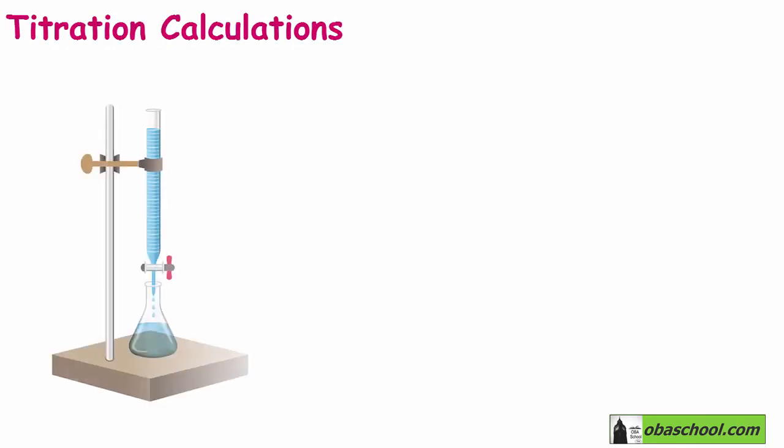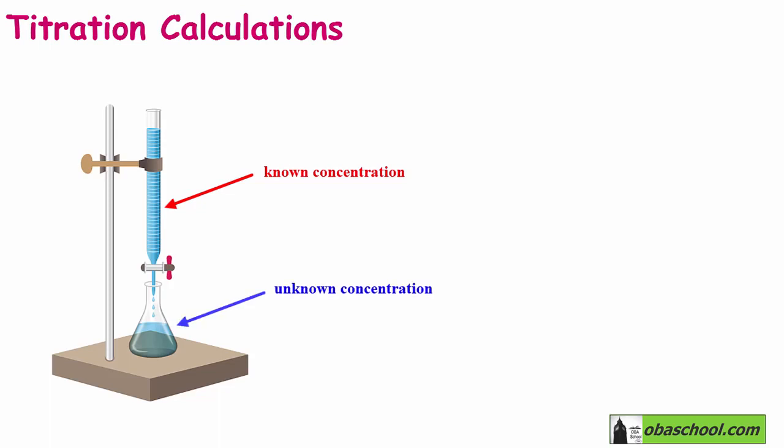In this tutorial, we will learn about titration calculations. In a titration, we always have one solution with a known concentration. This solution will usually be in the burette. Then we will place the other solution, which has an unknown concentration, in the conical flask. The volume of the solution is transferred into the conical flask using a volumetric pipette, and this will ensure the accurate measurement of the volume.